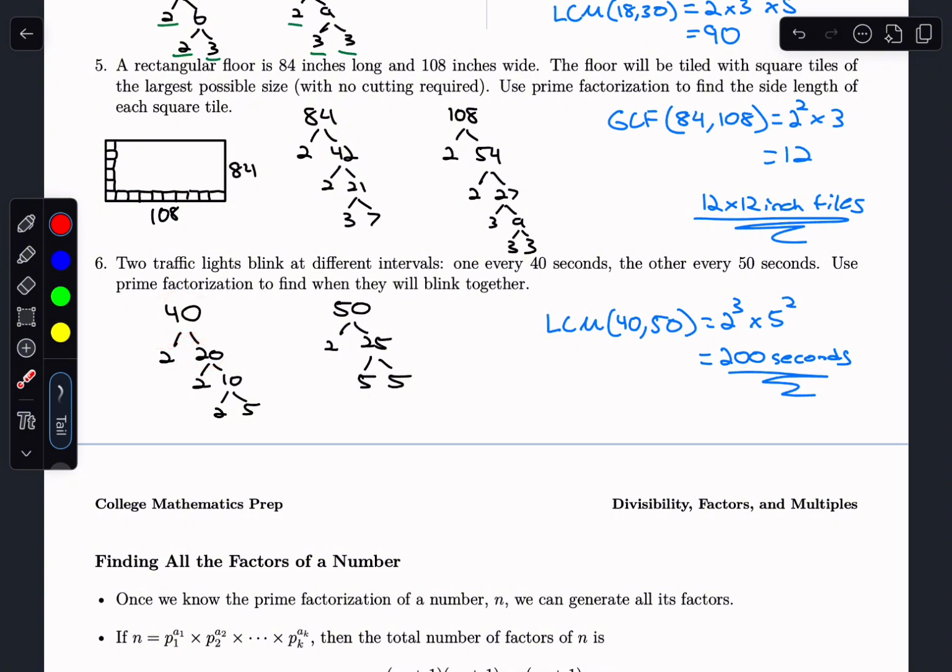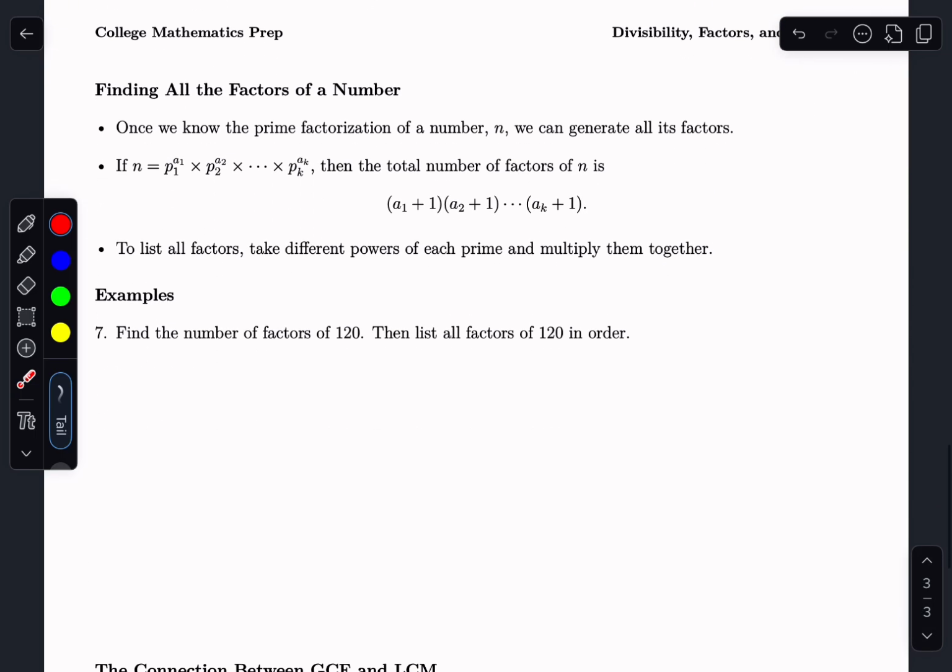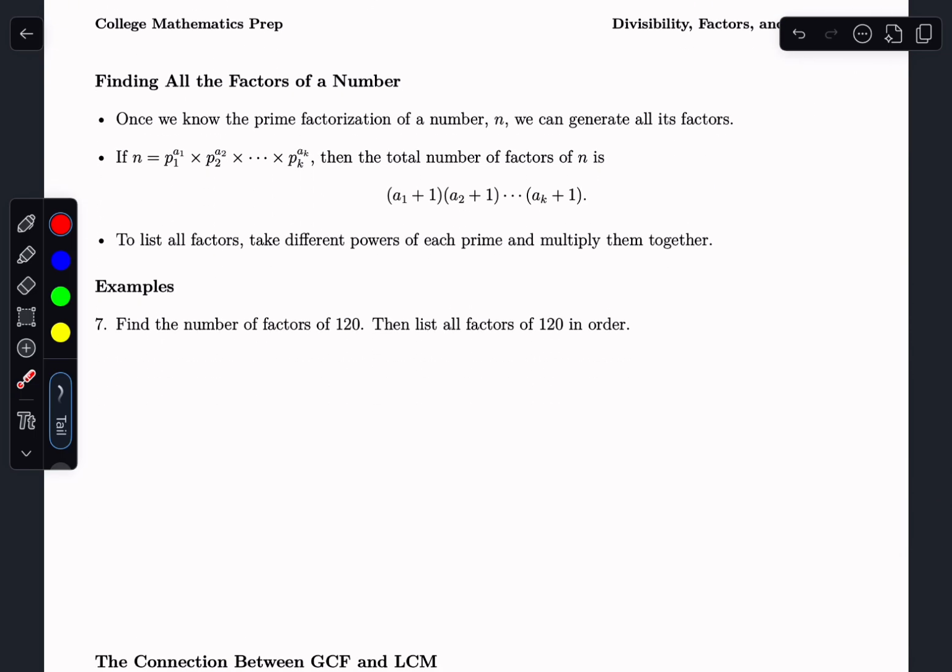So what we're going to do is take the prime factors down here, 2 times 2 times 5, and put them together in every possible combination. And there's a very systematic way to do this. Once we know the prime factorization of a number n, we can generate all of its factors by using the prime factorization. If we have a prime factorization that is generally written as a number to the power a1, a number to the power a2, and then dot, dot, dot, a number to the power ak, then the total number of factors is going to be these exponents, each plus 1, and then multiplied together.